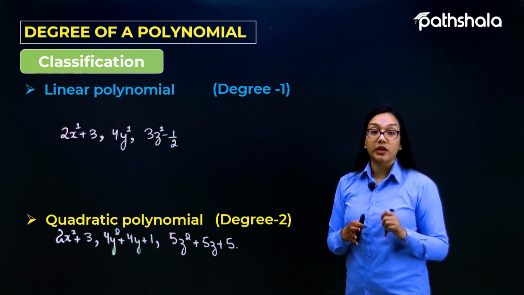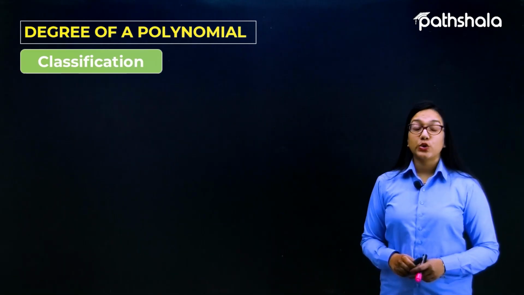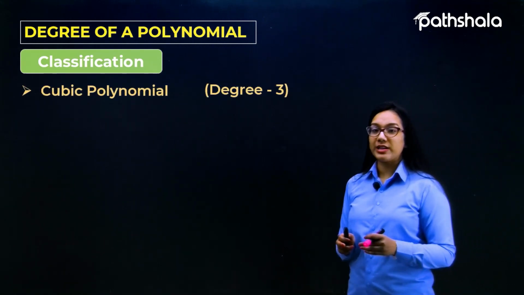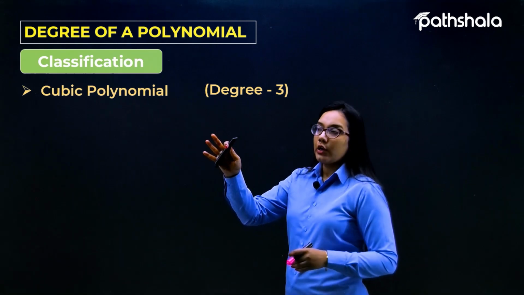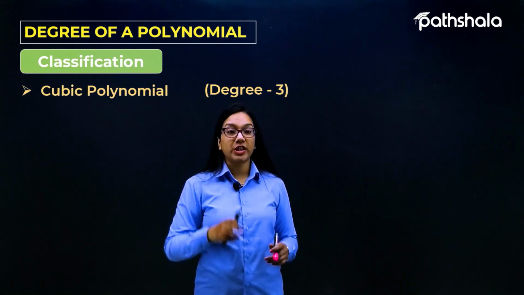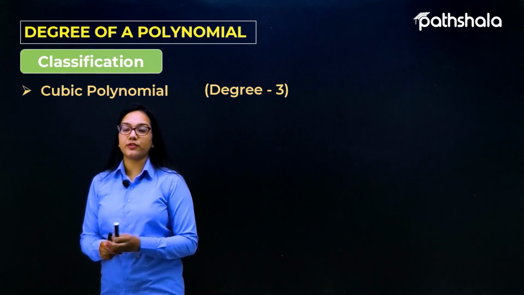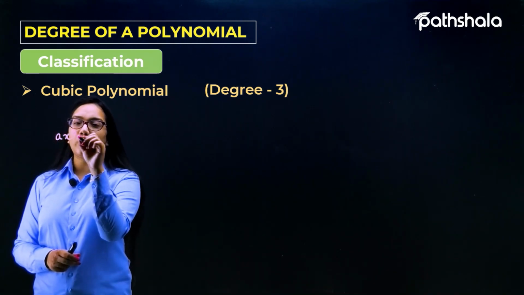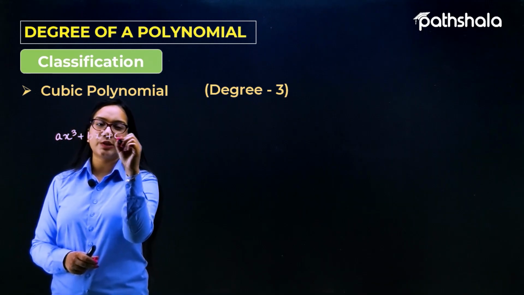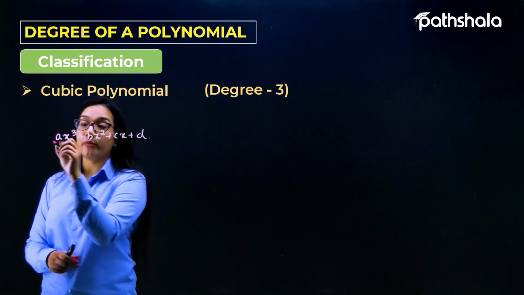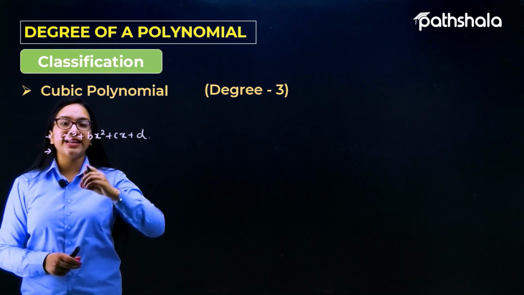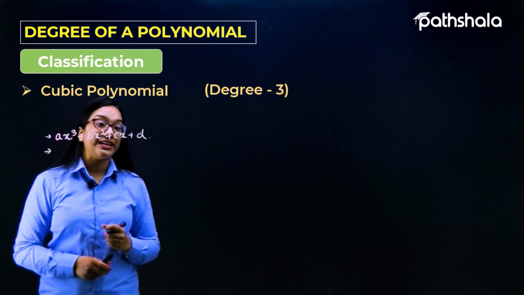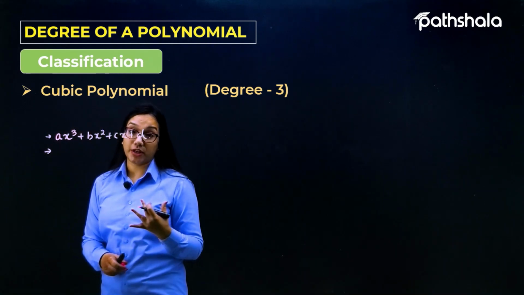Let's talk about the cubic polynomial. The third type of classification on the basis of the degree of the polynomial is a cubic polynomial. Cubic polynomials are those in which the degree is 3. Writing it in general, ax cube plus bx square plus cx plus d is an example of a cubic polynomial, because the highest power of the variable x is 3, or we can say the degree is 3. It means that this is a cubic polynomial.